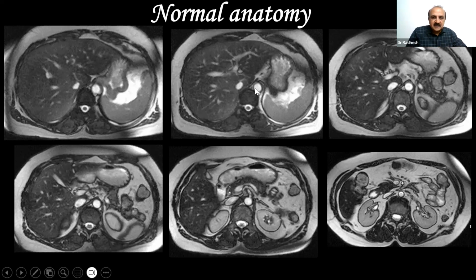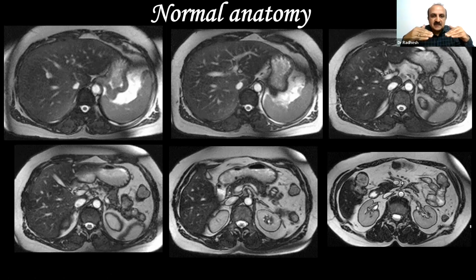Now you see the difference. Radhesh, it's a very stupid question, but I thought I'll ask: what is the necessity for breath hold and what does it actually do for you? Okay, so see, in MR, to stop the motion is extremely important.